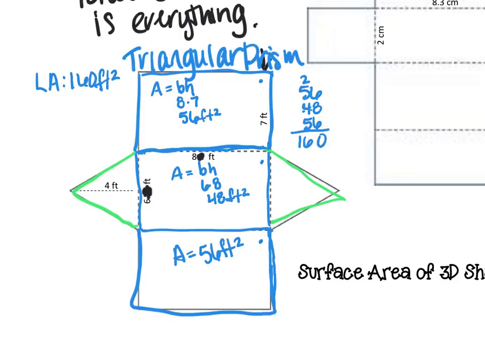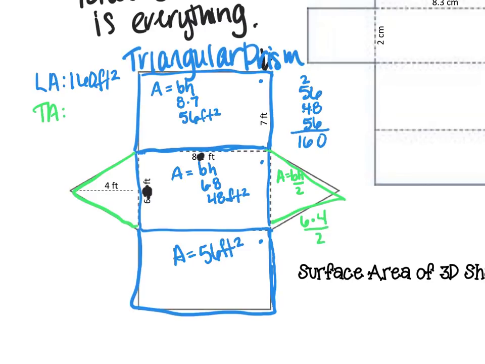Okay? So the only thing different for the next piece would be my total surface area. I would add in those 2 bases, the 2 triangular bases, okay? So I would say the area formula for a triangle is base times height divided by 2. Okay, so my base is 6 foot. My height is 4 divided by 2.